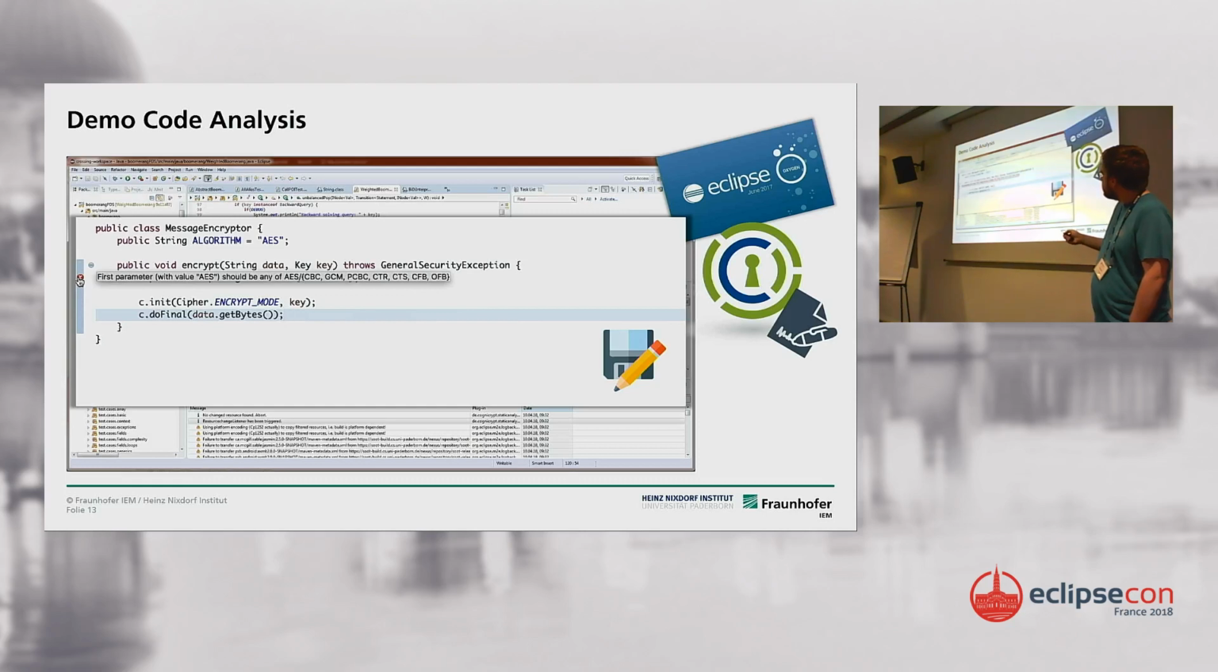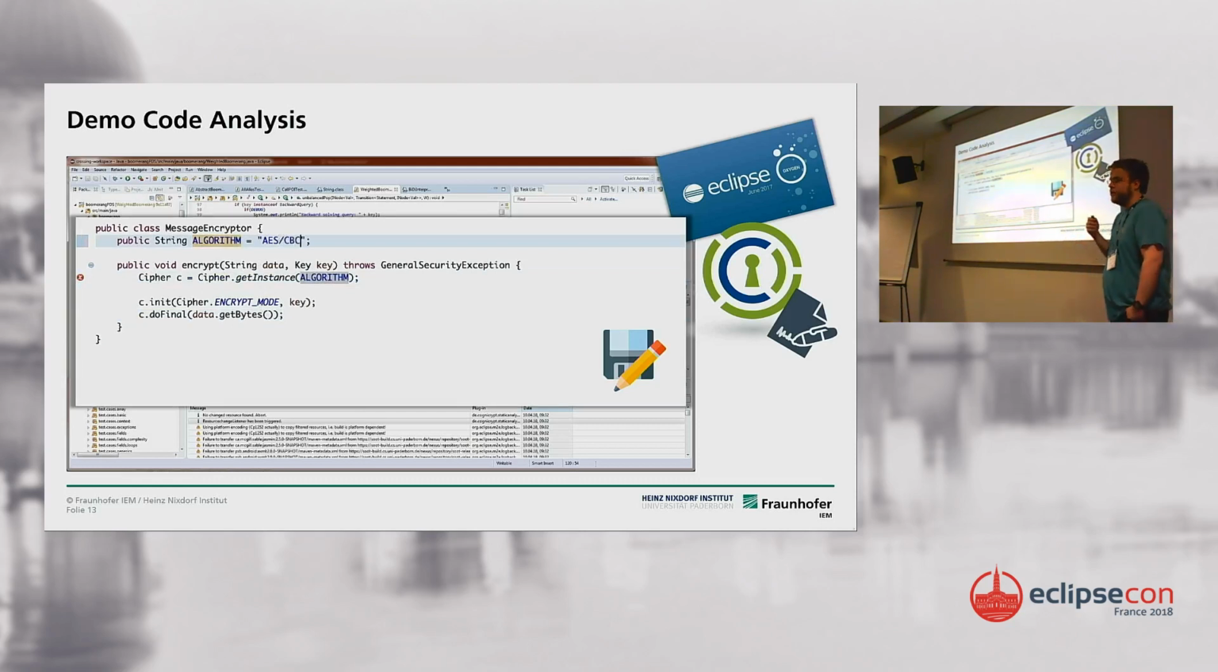And this is the case because this method here is not just expecting an algorithm, but instead a transformation. And this transformation not only includes an algorithm, but also a padding scheme and a mode of operation. And if you don't pass those, the configuration or the transformation that is used is insecure. And that's why CogniCrypt generated this error message.